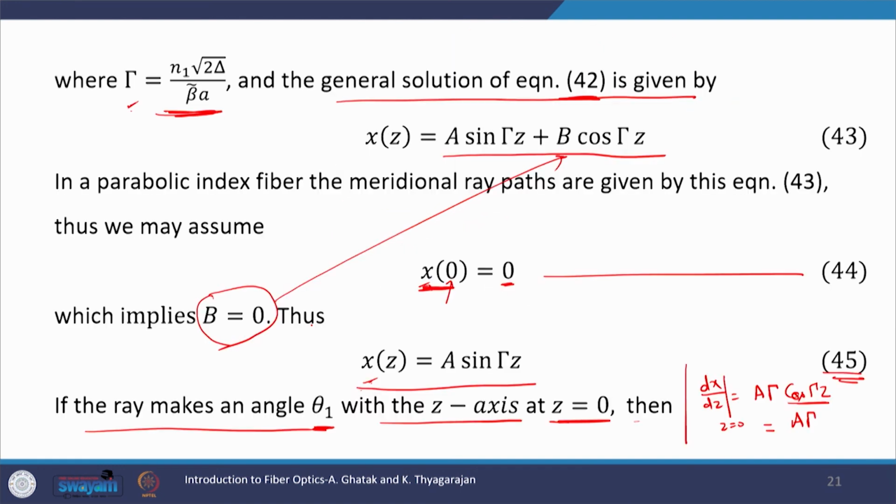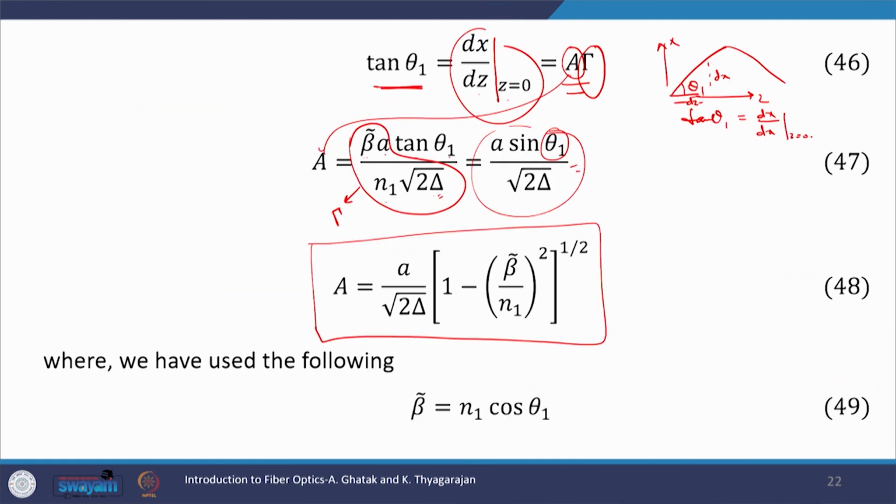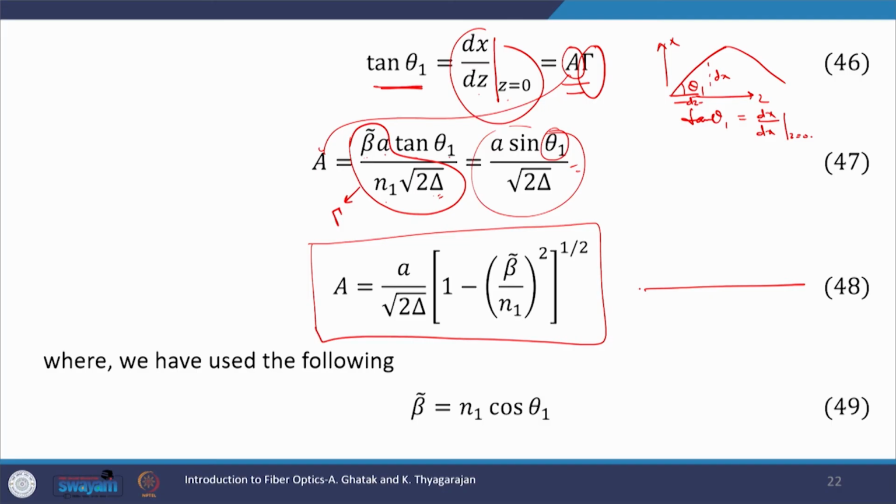Once the unknown a is known, then we know everything in equation number 45, and therefore the equation for a ray propagating in a gradient index fiber is known now, which is given by equation number 45, where a is given by equation number 48. While deriving equation 48, we have used this beta tilde equal to n1 cos theta 1, which is constant for a ray. This we have already discussed in geometrical optics.